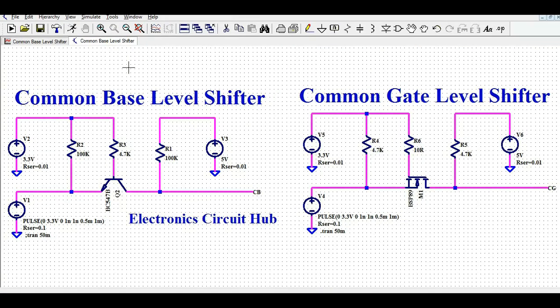So I hope, guys, you are now able to understand the common base level shifter design and the common gate level shifter design, and what the difference is between them.